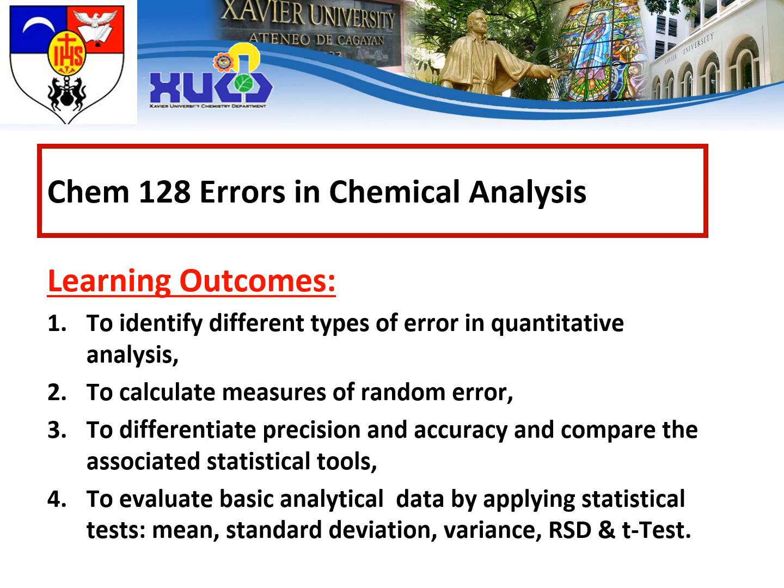This time we have a new topic. This is on errors in chemical analysis. So the learning outcomes are the following. Number one, to identify different types of error in quantitative analysis. Number two, to calculate measures of random error.